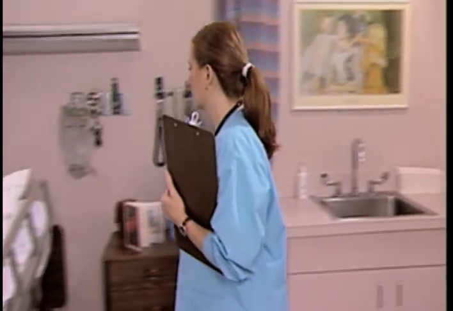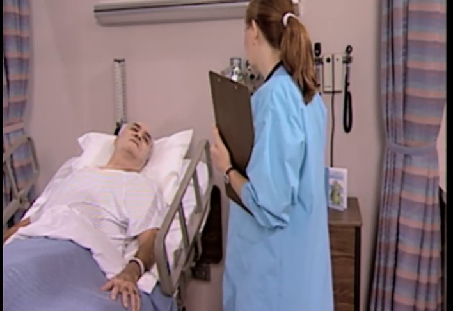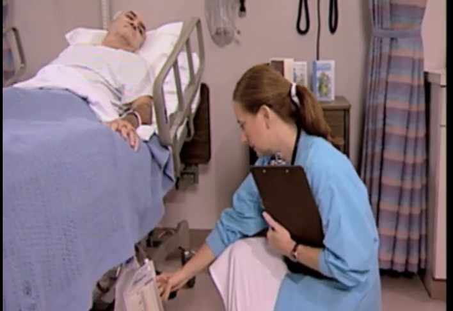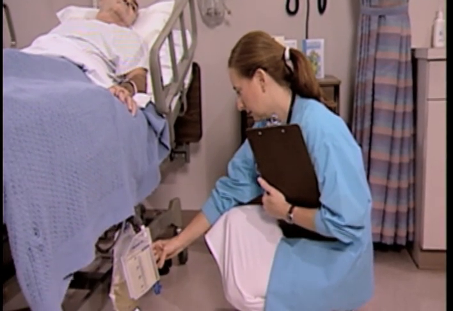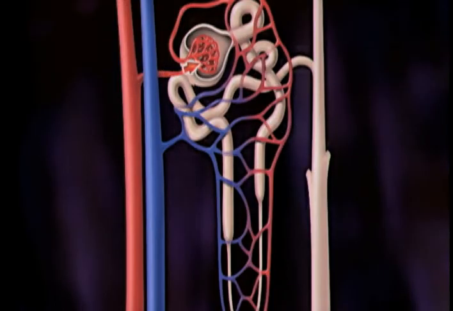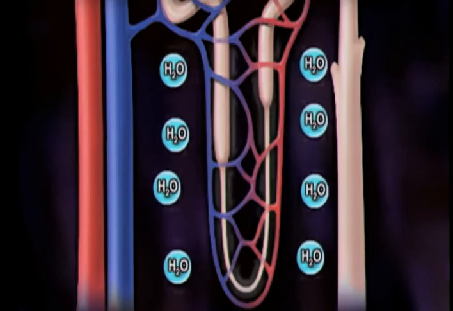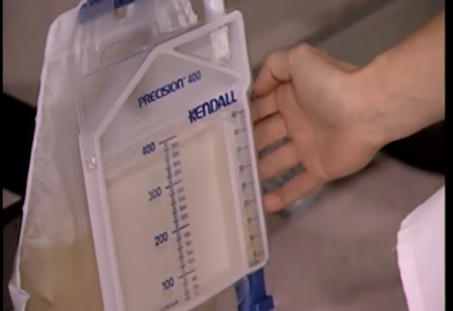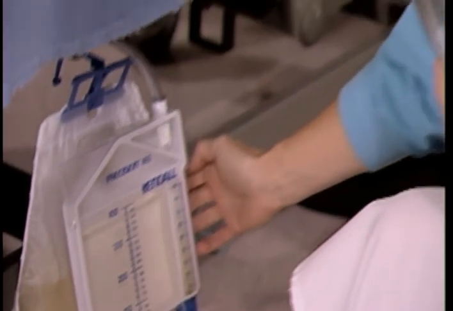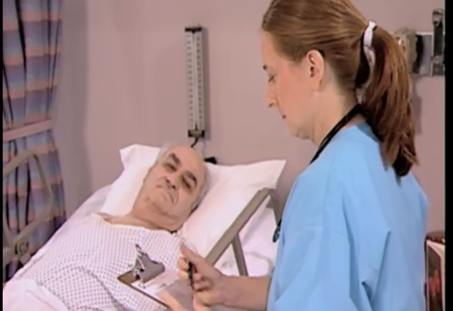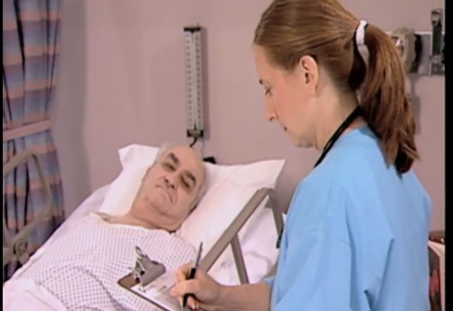If your patient's in the diuretic phase of acute renal failure, you're likely to see his urine output exceed 400 milliliters per hour. In this phase, urine output increases because the glomeruli filter the blood, but the tubules can't concentrate the urine. Urine output also rises because of osmotic diuresis, which is caused by a high blood urea nitrogen, or BUN, level.